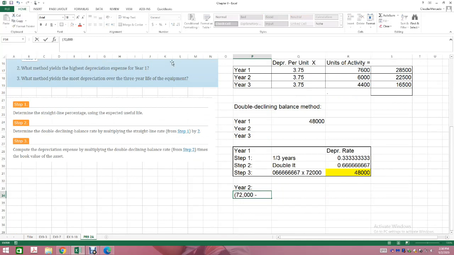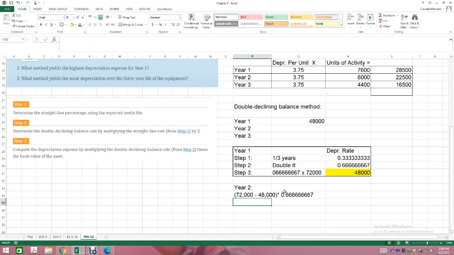You are going to subtract the depreciation from year number 1, which is 48,000. And you're going to multiply by that rate right there. You're going to multiply it by 0.666666667.